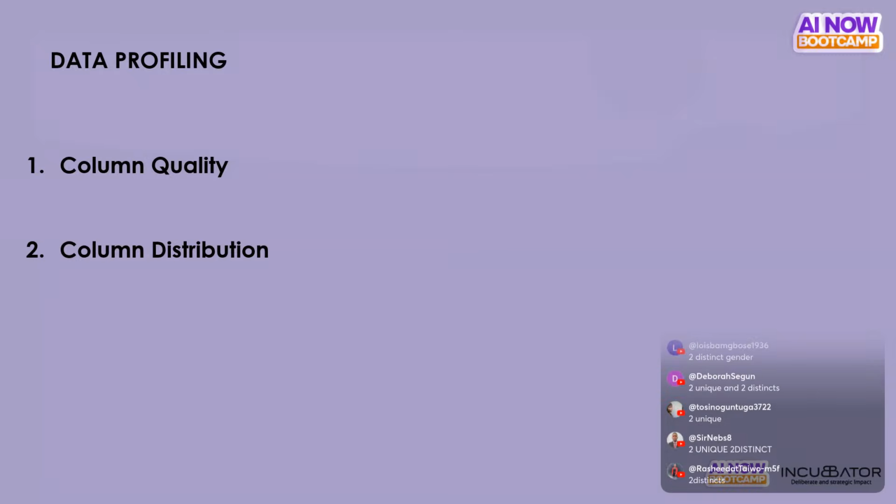Somebody said 2. Nice one. Two distinct, 0 unique. Nice one. Another person said 2 unique gender, 0 distinct. I'm loving what I'm seeing here. Think about it too. Somebody said non-distinct, 2 unique. Interesting. I'm seeing interesting responses.